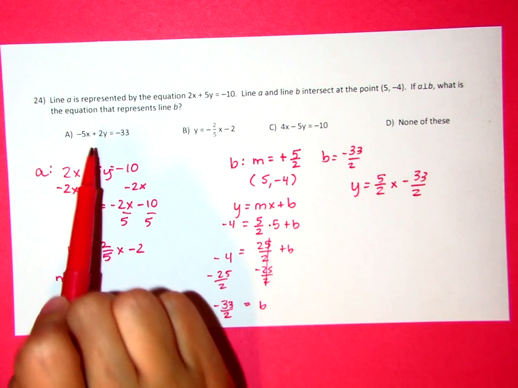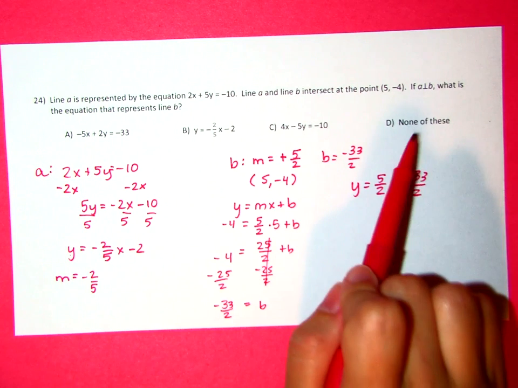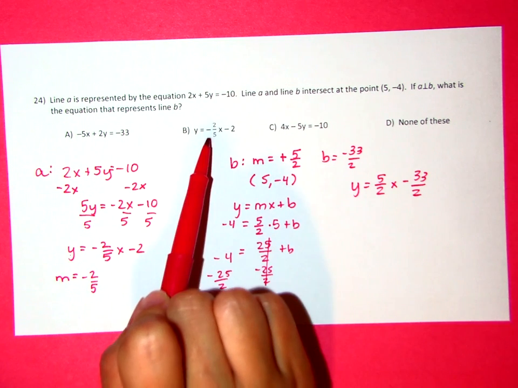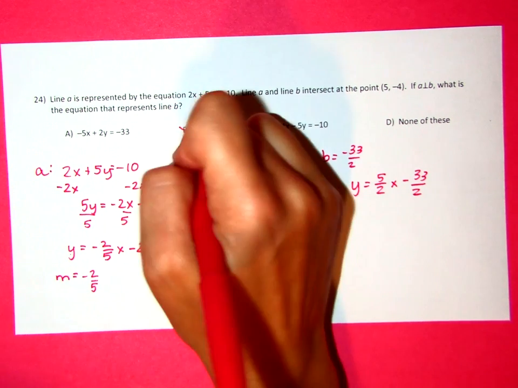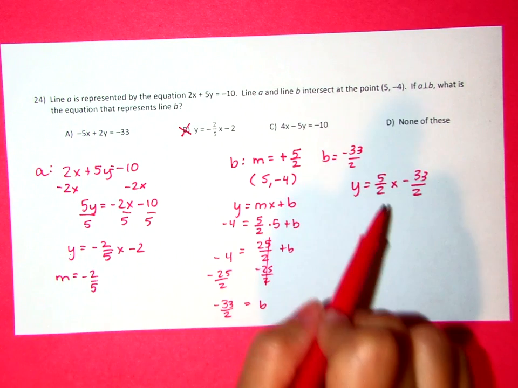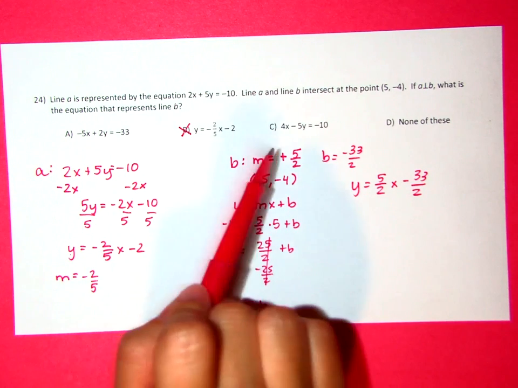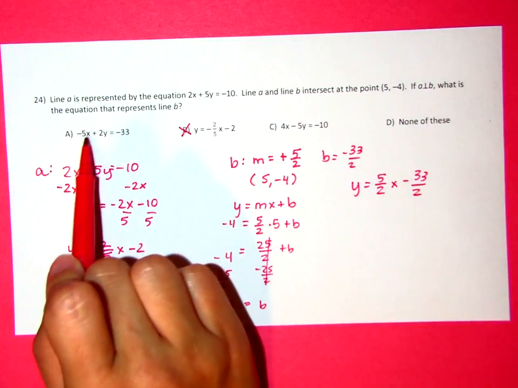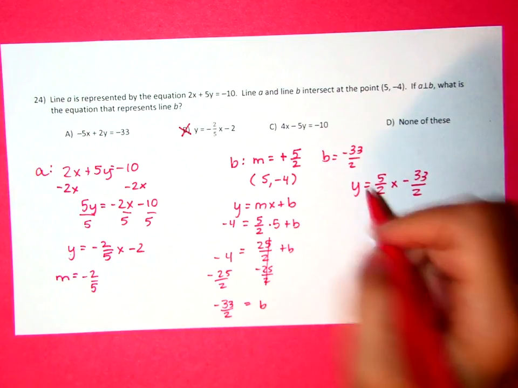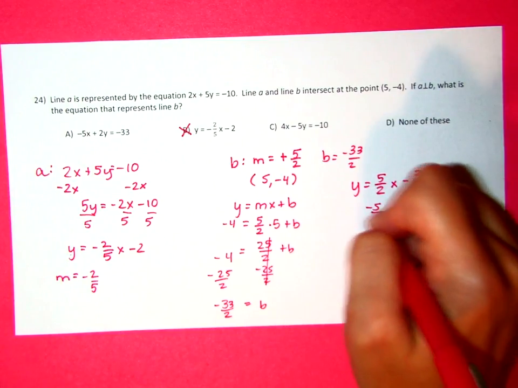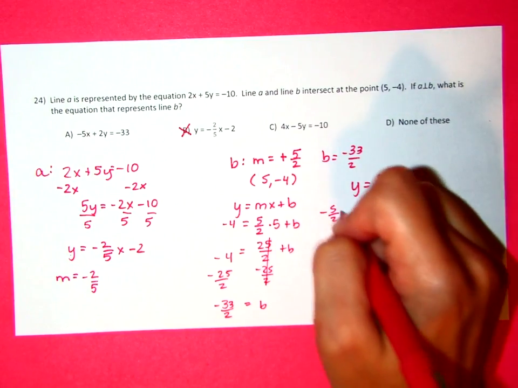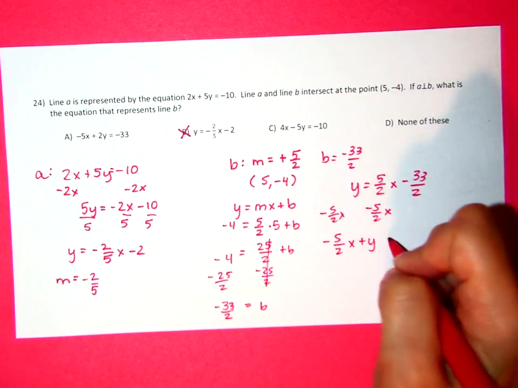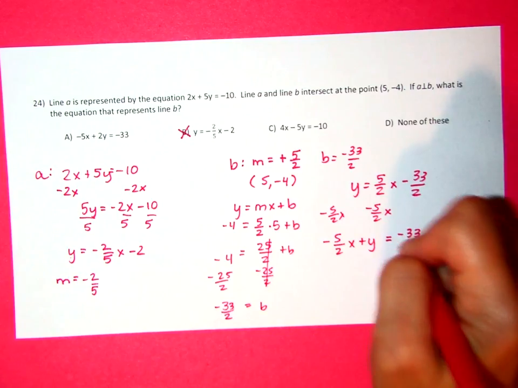Do we see our answer up here? No, but it doesn't mean that it's none of these yet, because these two are in a different form. I already know it's not this answer because my slopes don't match and the y-intercepts don't match. But it could potentially be one of these two answers. So let's go ahead and put it in standard form like they have, where it's ax plus by equals c. To do that, we're going to move the x back to the other side. That gives me negative 5/2 x plus y equals negative 33/2.